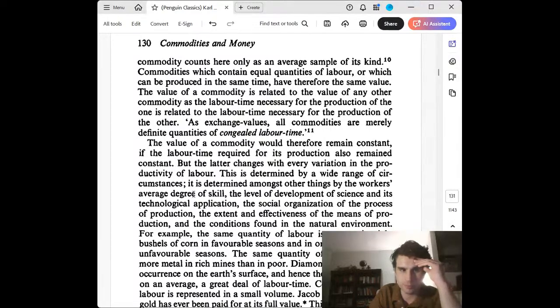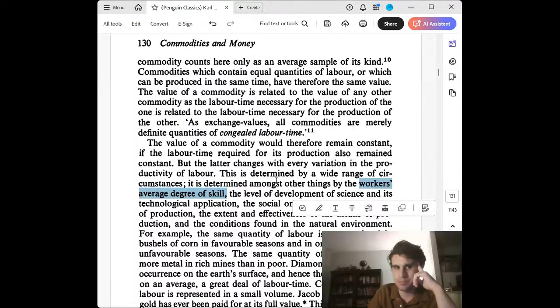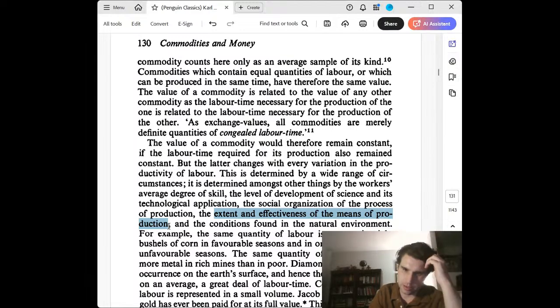Okay, so more skilled workers can mean, on average, more productivity. Science and technology can mean more productivity. Organizing the workplace more efficiently can mean more productivity. Extent and effectiveness of the means of production is like, yeah, literally industry, its effectiveness. And then nature, things like the weather.